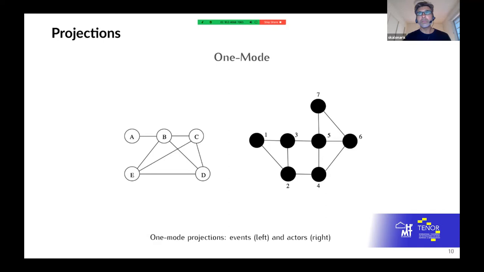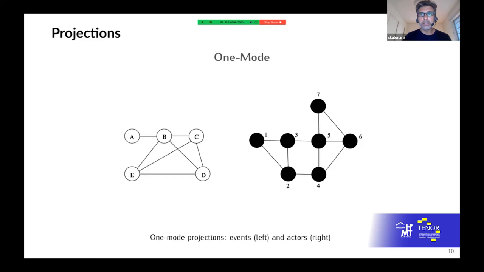Now, these one-mode projections lose some of the information of the bipartite graph. Despite the partial loss of information, these one-mode projections can be useful to calculate shortest paths in the two-mode network. And we do this simply by projecting onto either actors or events and calculating the path lengths as we would normally do in a regular graph.